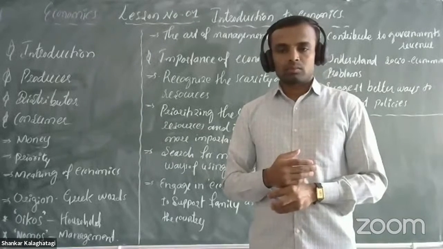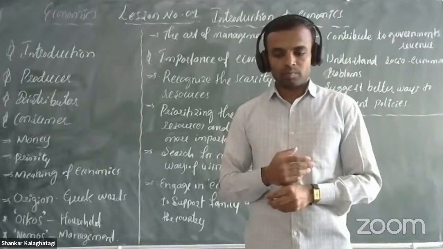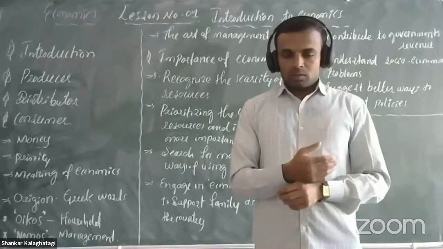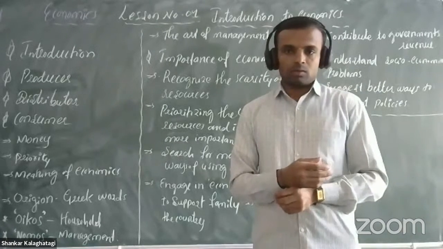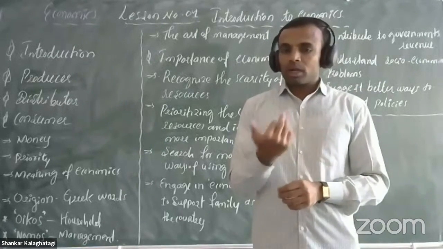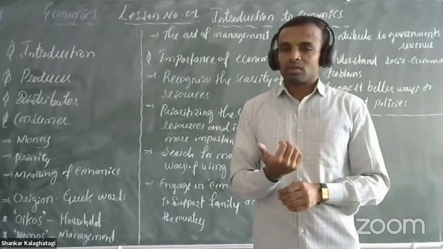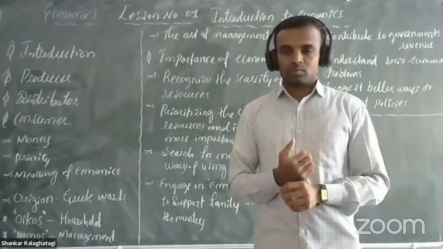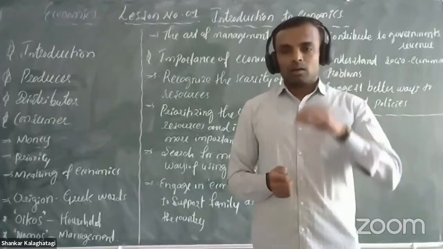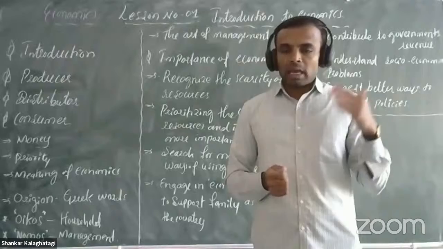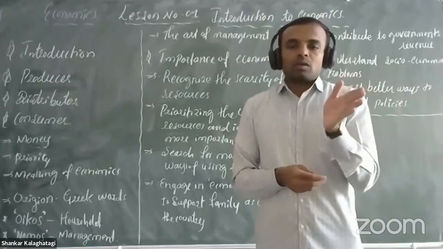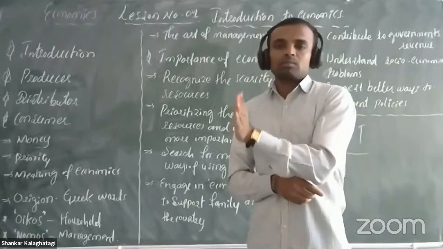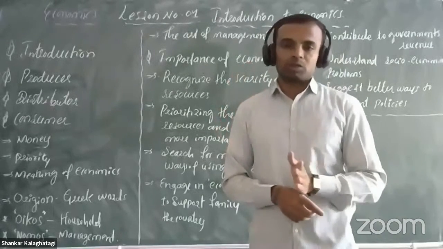The person who takes goods from the producer is called a distributor. And afterwards, what will he do with those goods? He will sell them to the consumer by taking a price. Here, the people who engage in providing goods and services to the consumer are called distributors.